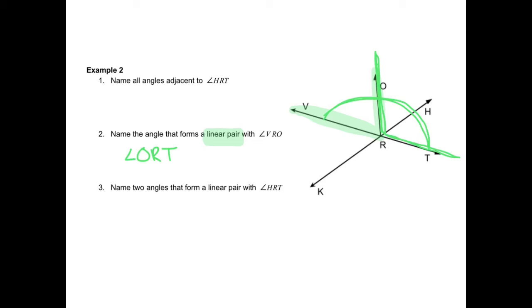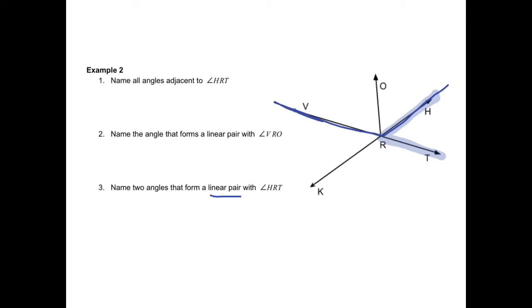Let's go ahead and take a look at the final question. Two angles that form a linear pair with HRT, keeping in mind here that HRT is here, and we now want two angles that will form a linear pair. So two options as opposed to just one with angle VRO. Two angles that are a linear pair with angle HRT are highlighted in blue. Remember, there are two lines in this diagram, so we're going to be looking for two linear pairs. The first one will be on the top left there, because it creates that 180-degree linear pair.